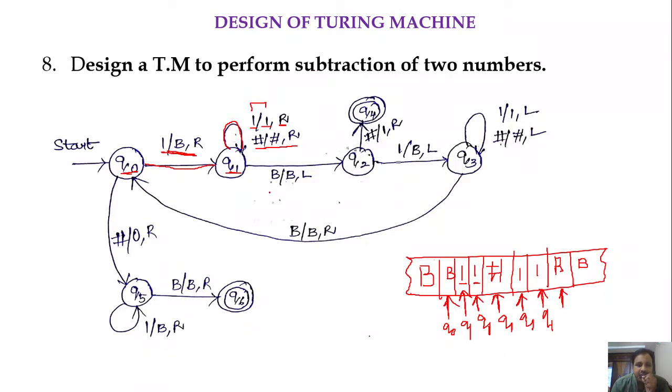So in q1 if we get a blank, keep that blank as it is and move the head towards left. Okay, and also change from state q1 to q2. So we are in q2. So in q1 we got a blank, so what we have done here is we kept that blank as it is and moved the head towards left.